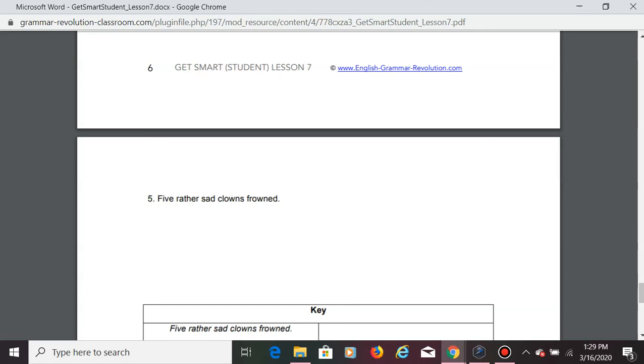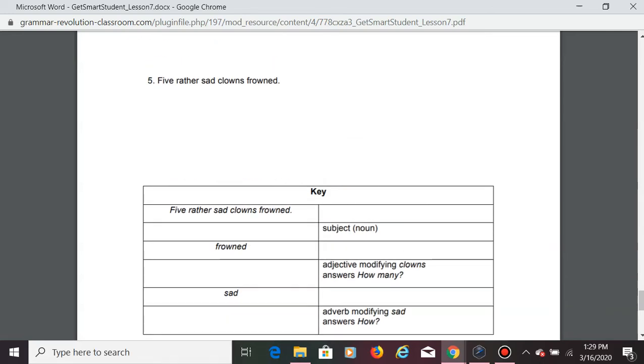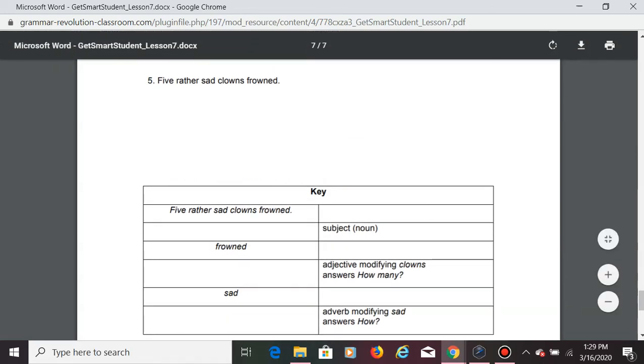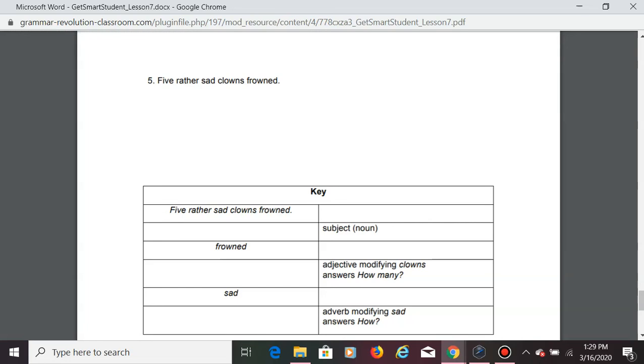Good. And the last one. Number 5. Rather sad clowns frowned. It's our sentence. Let me put it all right here. Rather sad clowns frowned. So right here, fill out this box underneath, okay? So write down the box, write the answer. What is the subject of the sentence? Write the answer. Frowned is a, write the answer. Good. Pause the video if you have to, and write everything down. Great job. You guys are doing great.